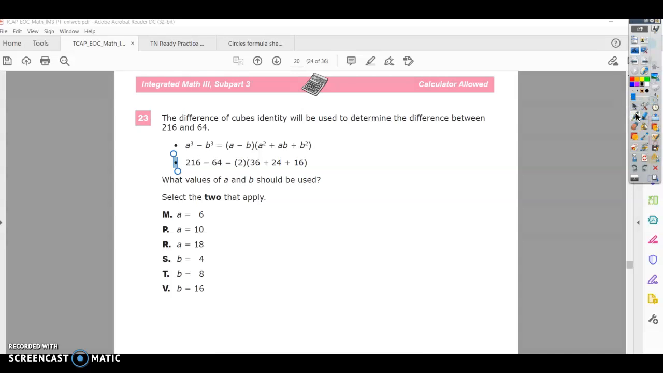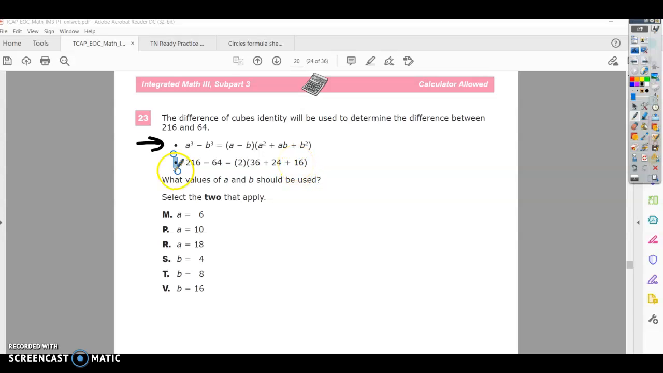Number 23 of the EOC Math 3 practice test. The difference of cubes identity will be used to determine the difference between 216 and 64. So you can see that that is given here. All right, now it shows us that the difference of A and B is 2, A squared is 36, AB is 24, and B squared is 16.